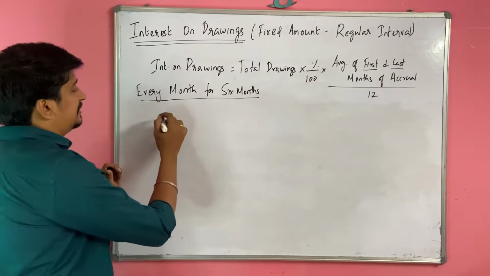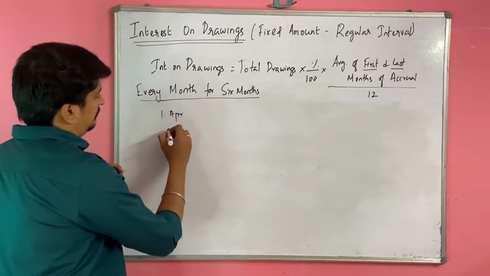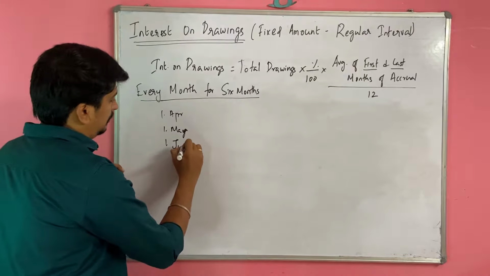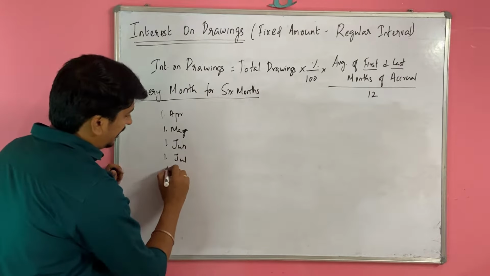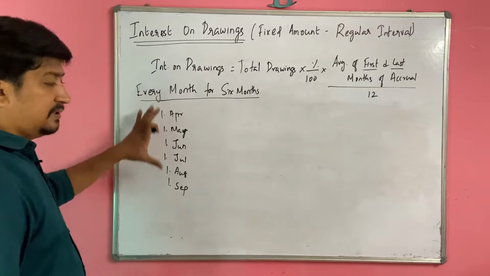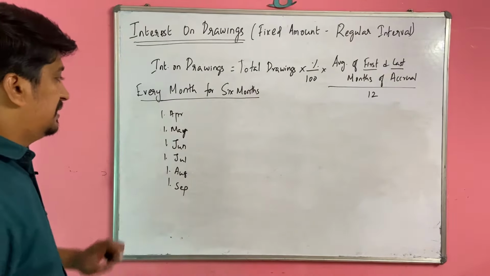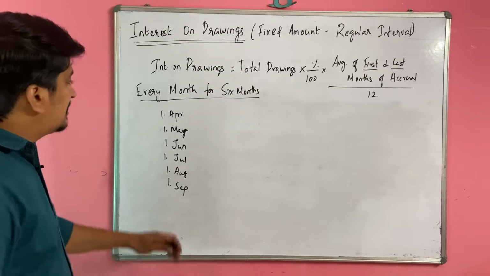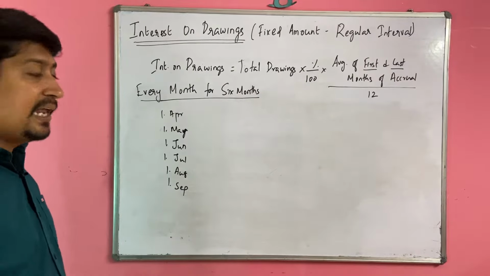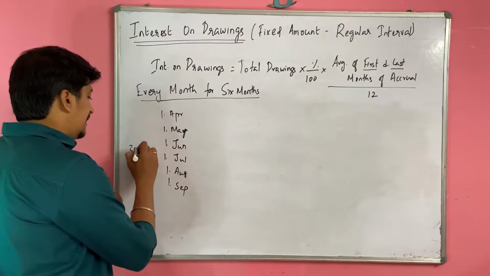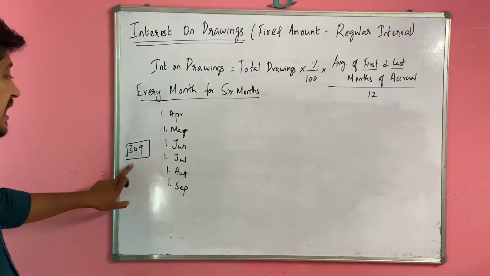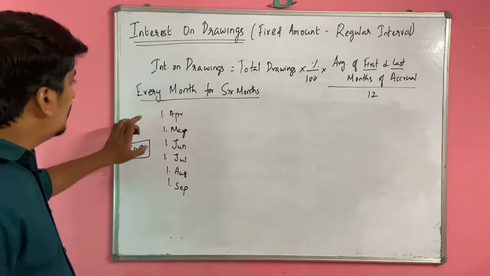Let me take the first 6 months, that is April, May, June, July, August, September. That's it. This is the first 6 months, which means the accounting period starts on April 1 and it ends on 30th September. So we have to calculate at the end of the accounting period, that is 30th September. This is the books' closing date. On this date we have to calculate interest for the different drawings.